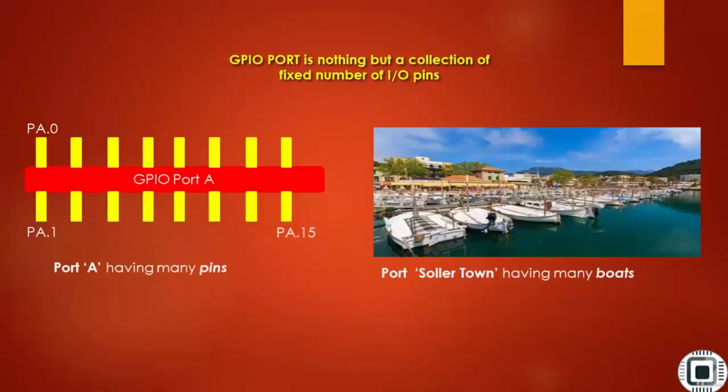A GPIO port is a collection of some fixed number of I/O pins, which is analogous to a C port, which is having few boards. In this figure, you can see that GPIO port A is a collection of 16 I/O pins. We can say that GPIO port A is 16-bit wide and each pin refers to a corresponding bit of the GPIO port registers. GPIO ports of different microcontrollers may have a different number of pins.